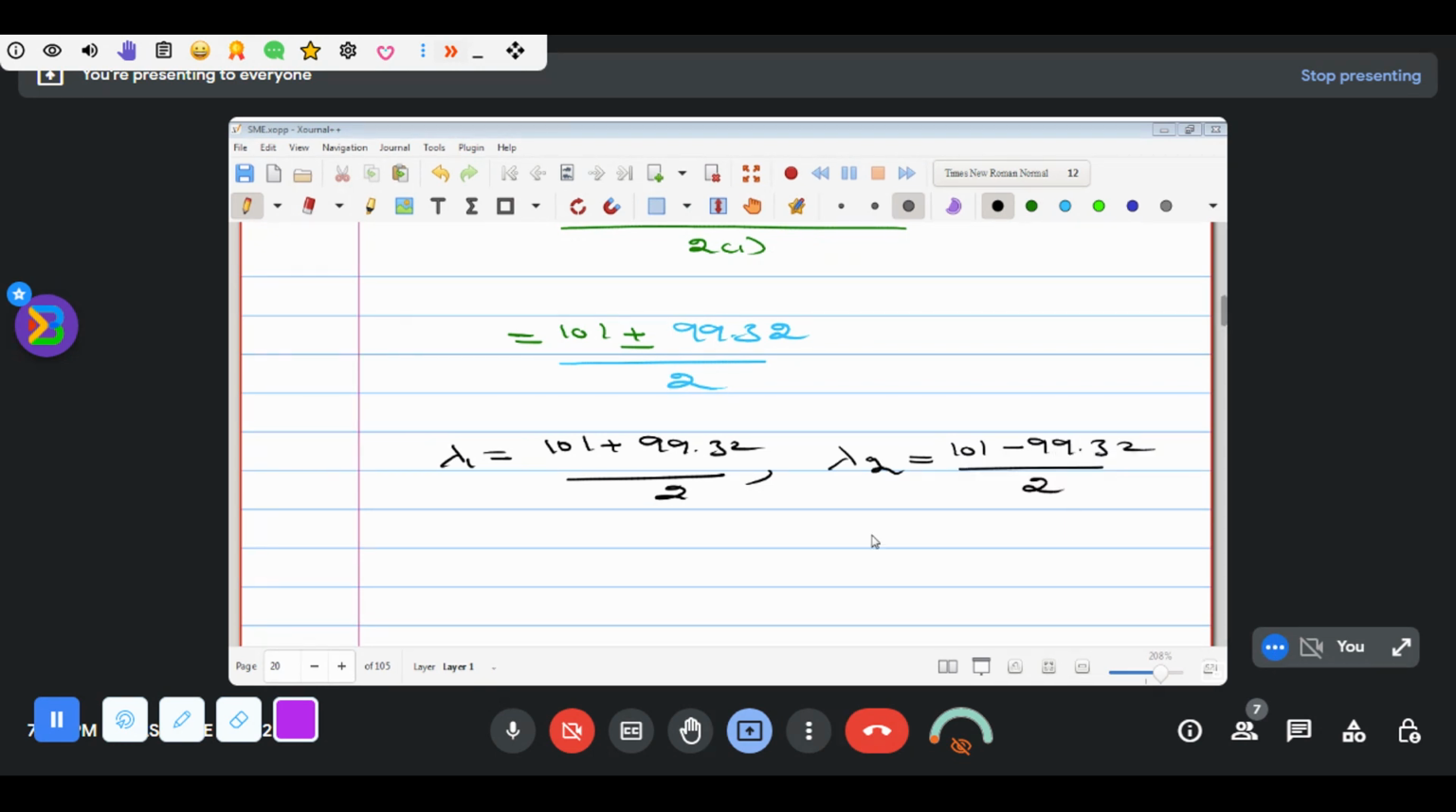Okay, then what is the end result? Lambda 1 equals, just add and simplify. What is the result here and what is the result here? Please tell me. It's completed.